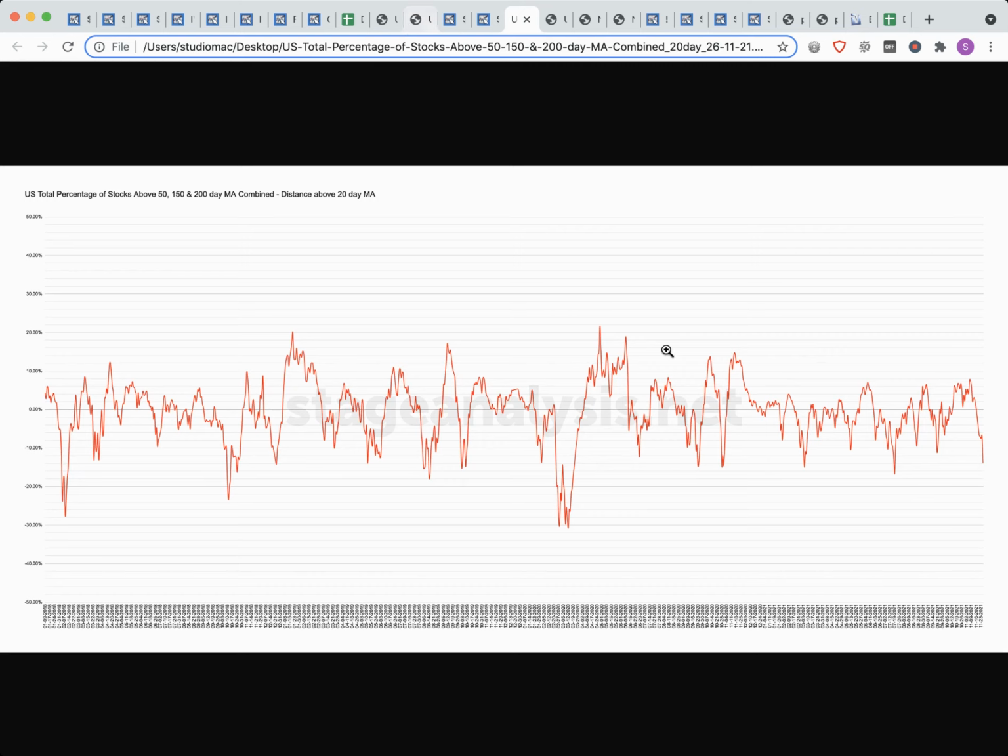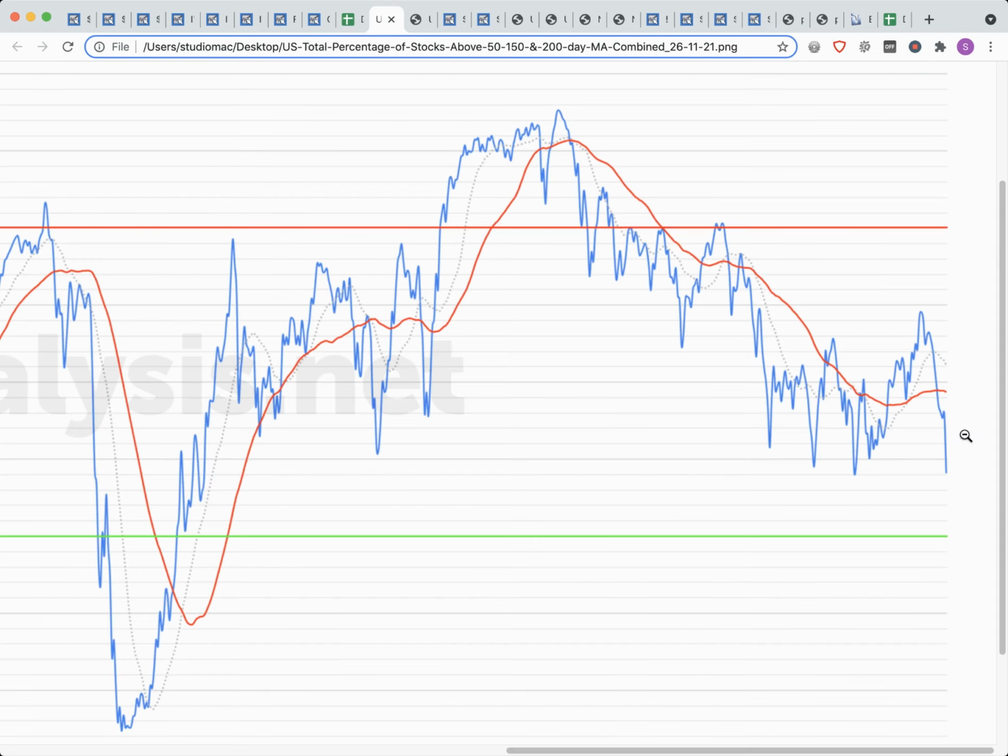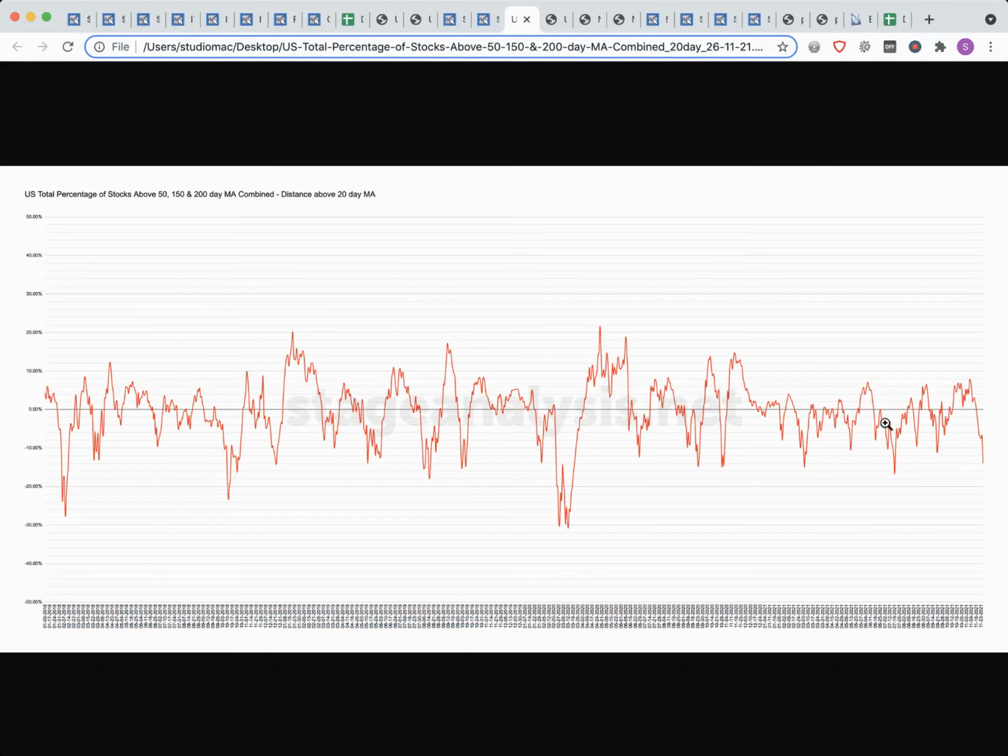This is another way of looking at this. This is the distance above the 20-day moving average. So this is our chart. So this grey dotted line in here is the 20-day moving average. So the distance above that 20-day moving average is this one. So you can see at the moment we're more than 10% below that 20-day moving average. So we're near where it's found a low multiple times in the past here.